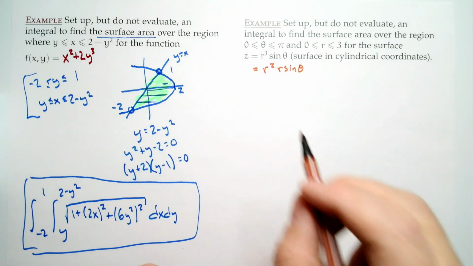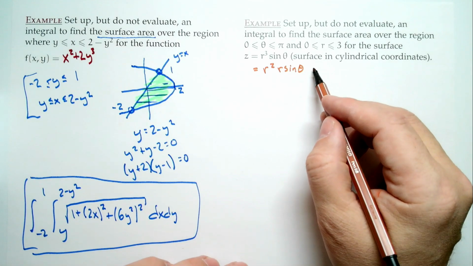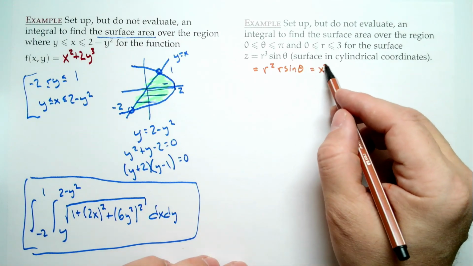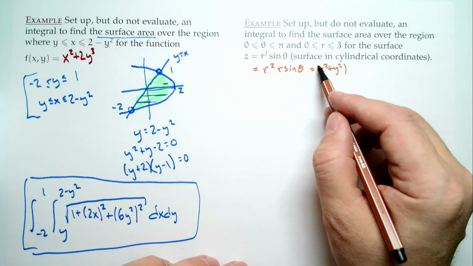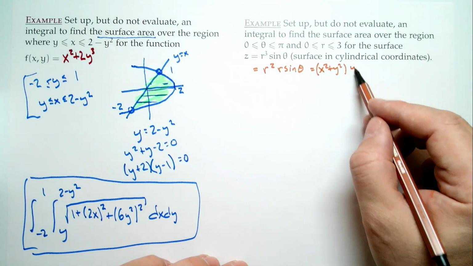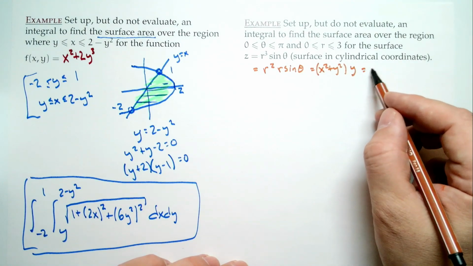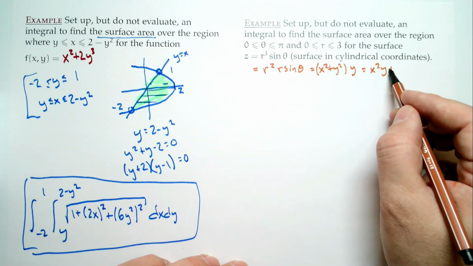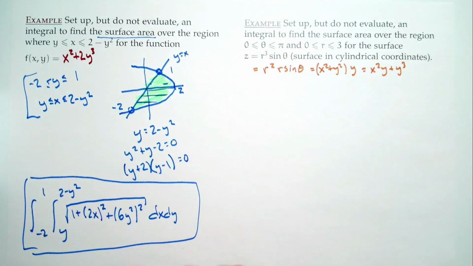So when we do this, what does r squared become? X squared plus y squared. And what does r sine theta become? Well, the reason I'm asking why is, it's x squared y plus y cubed. OK, so this is going to be the function where we can apply the formula to.